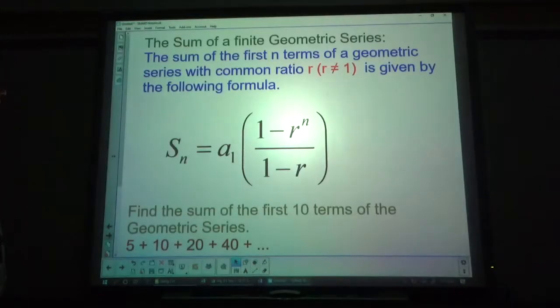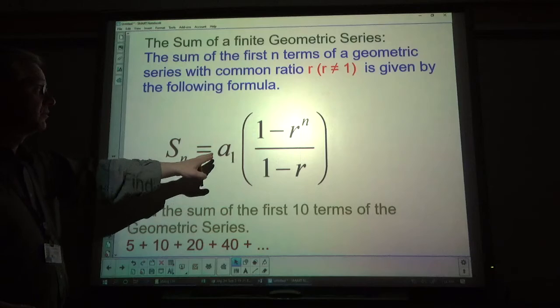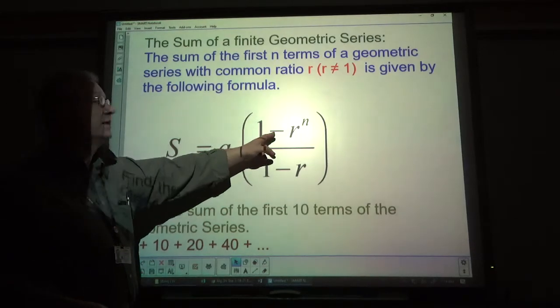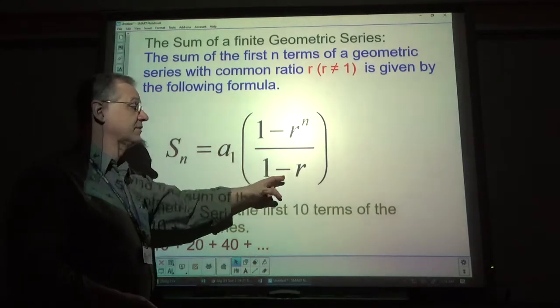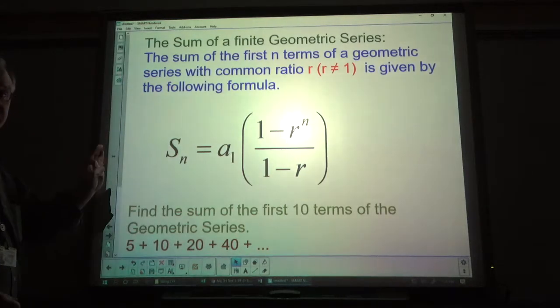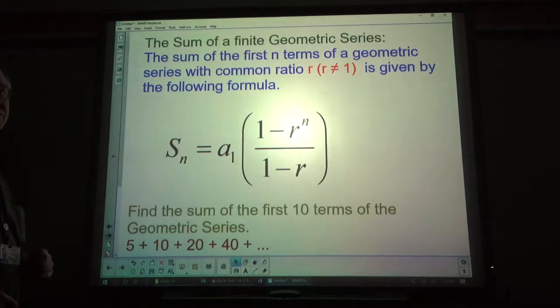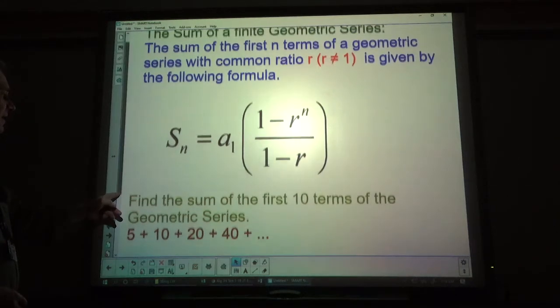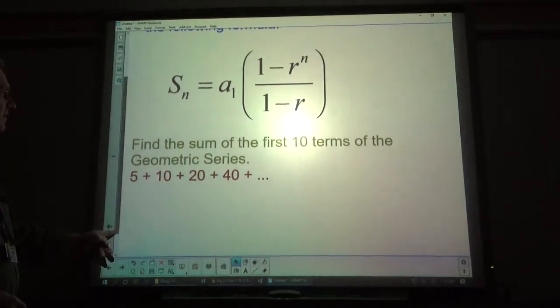All right, last slide, the sum of a finite geometric series. The sum of the first n terms of a geometric series with a common ratio r, r cannot be 1, is given by the following formula. S sub n equals a sub 1 times 1 minus r to the n over 1 minus r. This can get very complicated when you start getting fractions in there. So let's take a look at this one.